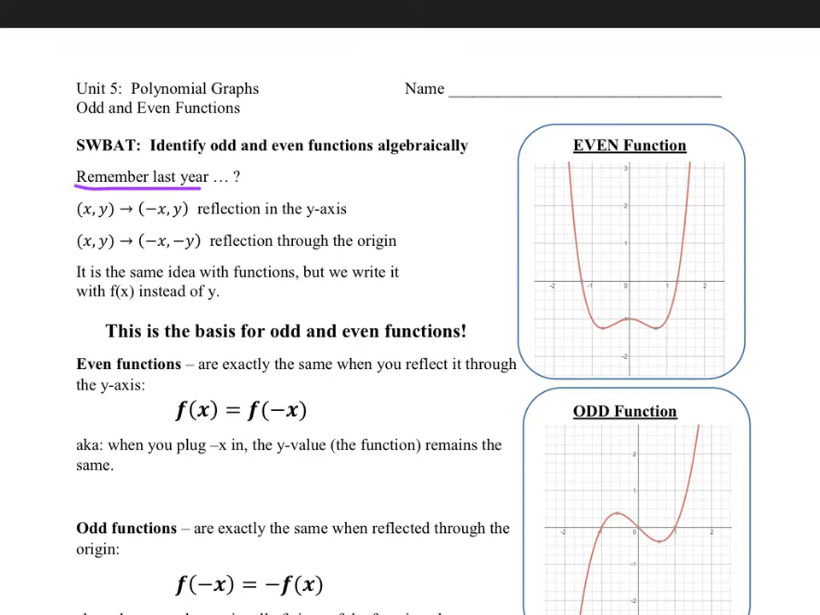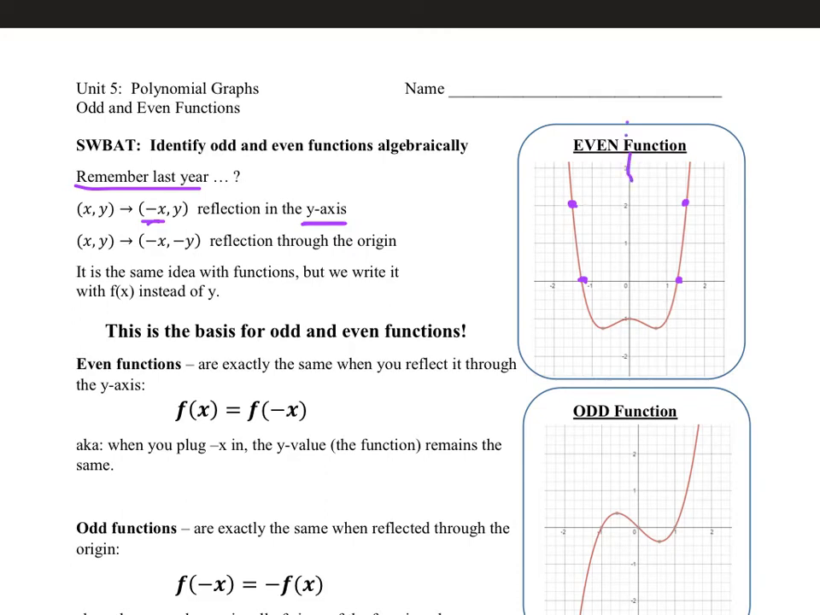So if you remember last year when you reflected something through the y-axis, you changed the sign of the x. So say you were reflecting this point through the y-axis, it would end up over here. So the y coordinate is the same. It's still on the same level. So this point is just going over here, but the x coordinate changes from positive to negative.